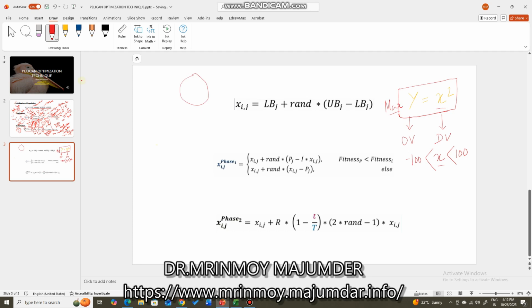Okay, so for this example I will take only 3 birds for simplicity, and I will generate randomly from the feasible domain 3 new values of x. To generate these 3 new values, this is the formula I will use. This is the most common formula used for initializing a population when we are dealing with a metaheuristic optimization technique. This formula is nothing but lower bound plus random multiplied by upper bound minus lower bound.